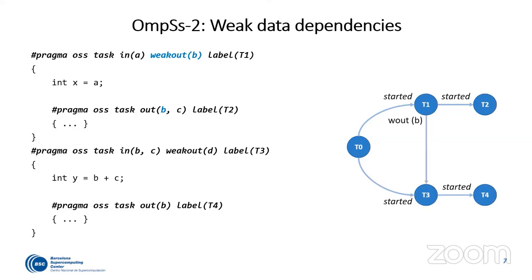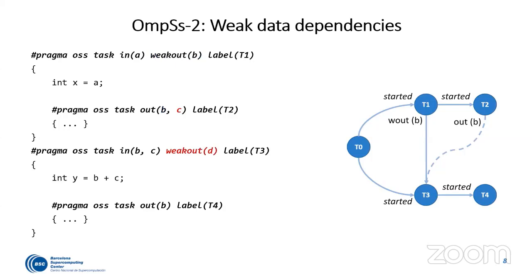For example, T1 is used as a bridge to help T2 and T3 establish a dependency on B, out B in the example. However, notice that the weak access in T1 doesn't prevent T1 itself from executing in parallel with another task accessing B, since T1 is not really accessing that variable.